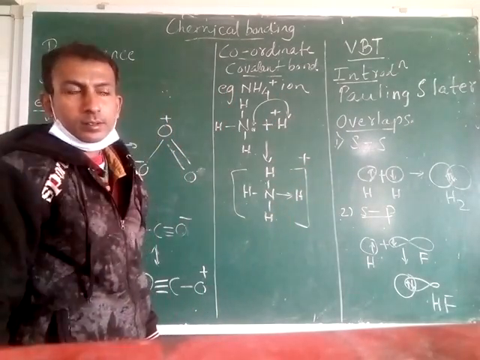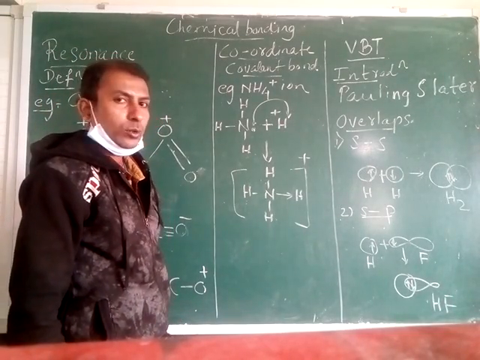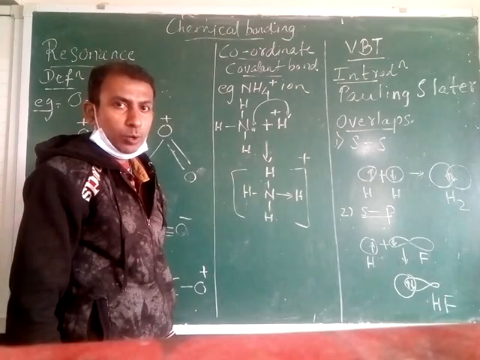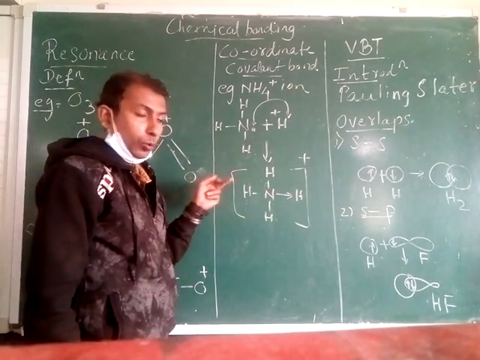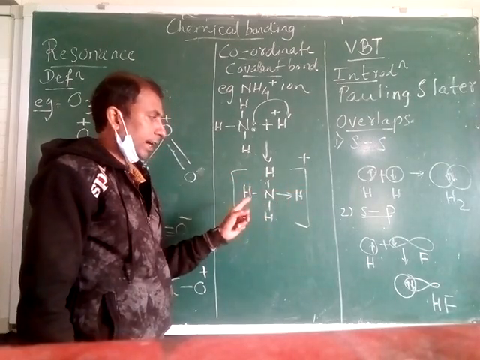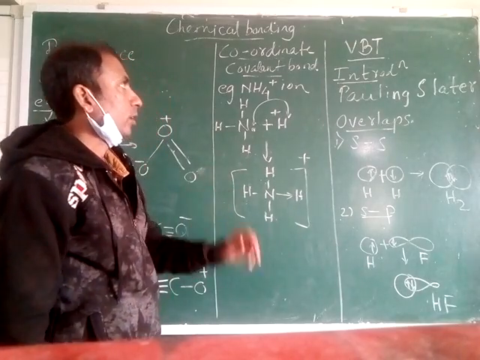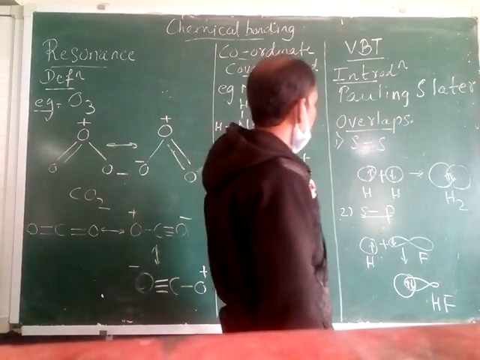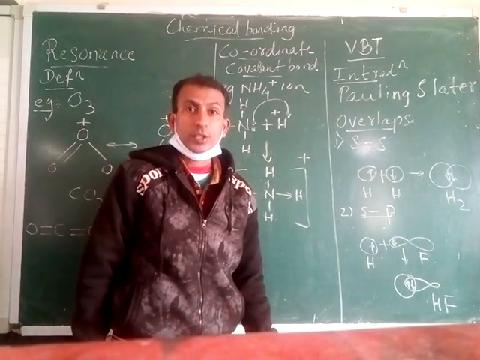And how to denote a coordinate covalent bond? An arrow directed towards hydrogen from nitrogen. This way we denote the coordinate covalent bond. Now we have completed the three types of bonds. Now we continue with some important theories.